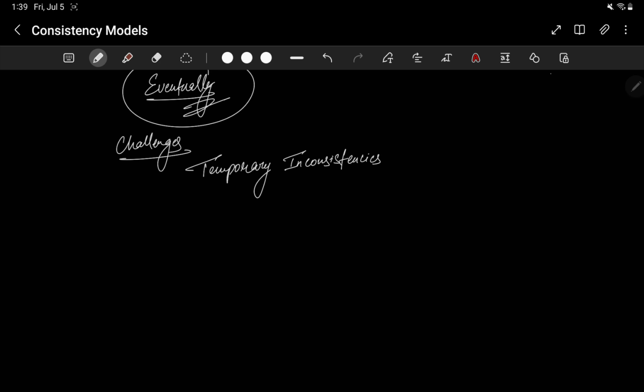Obviously, temporarily there will be inconsistencies, but that's not an issue. But that is a challenge. We have to accept that is a challenge. There will be read anomalies. One person is reading the number of likes different. These are read anomalies. Okay. Conflict resolution. This is actually a real problem.